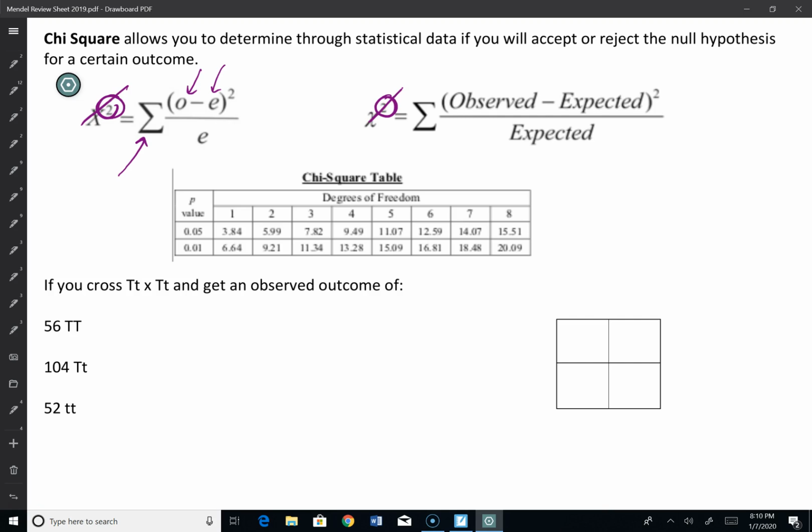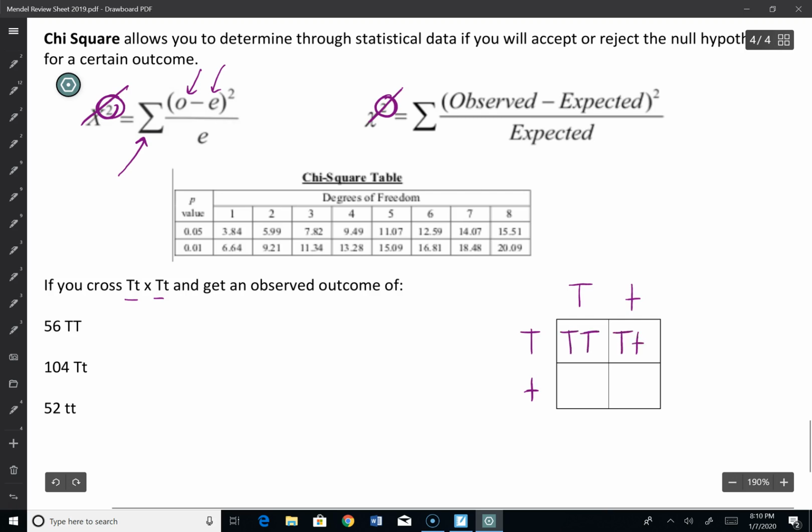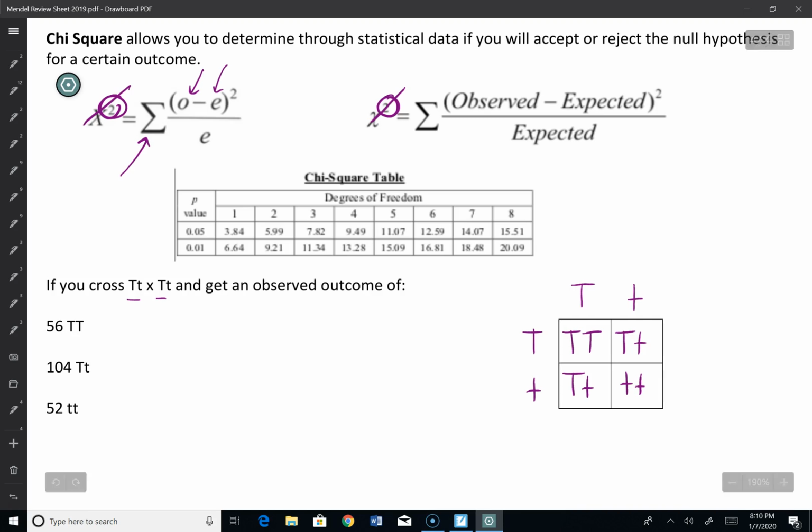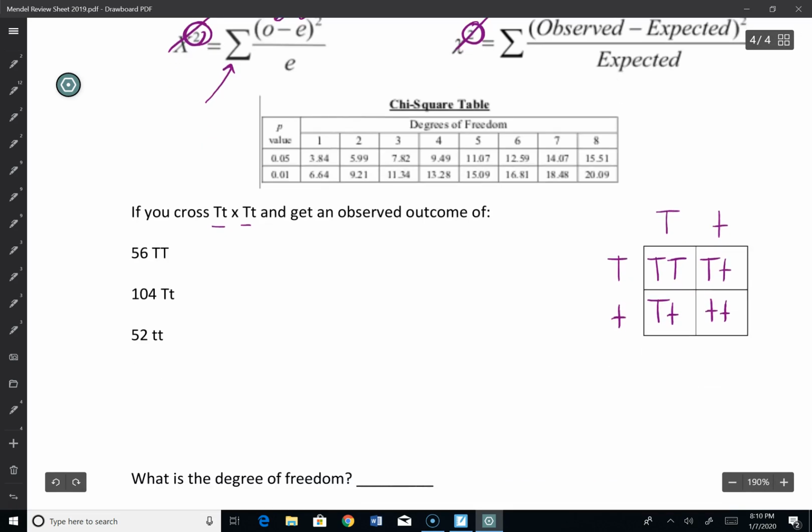In this case, I am crossing capital T, lowercase t. So this is a tall plant, let's just say, and this is a tall plant, let's just say. And we know that that one's going to be tall, and that one's going to be tall, and oh no, that one's going to be short, but okay. But that's not what I care about. I care about the genotypes. Well, let's see what we got.